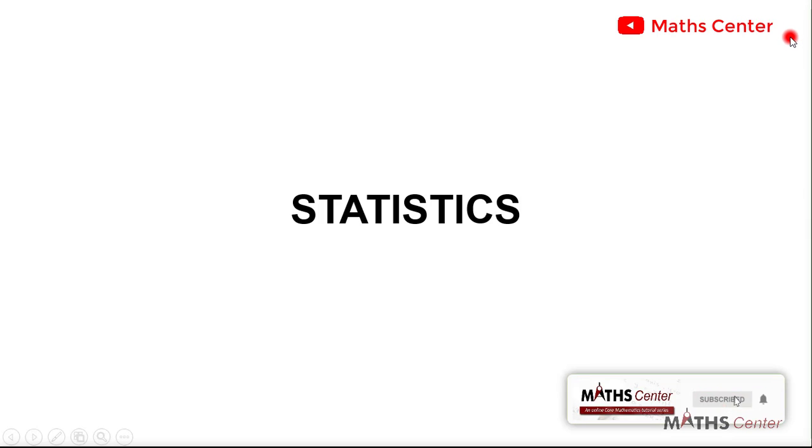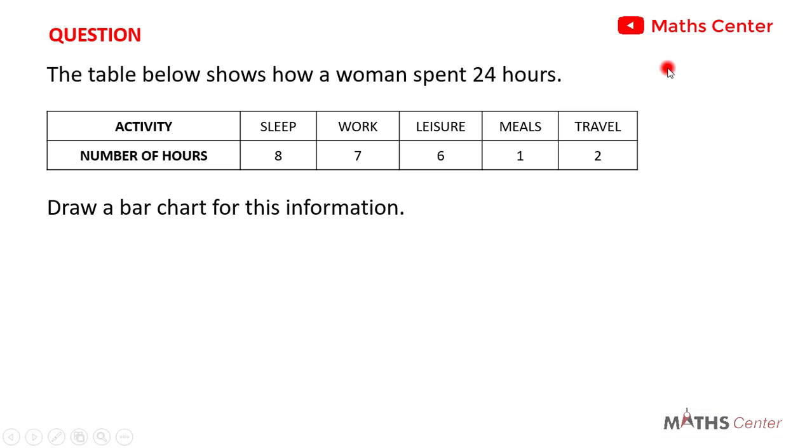Here is our question. The table below shows how a woman spent 24 hours. So we have a number of activities here. There are 5 of them. And the number of hours the woman spent on each activity.